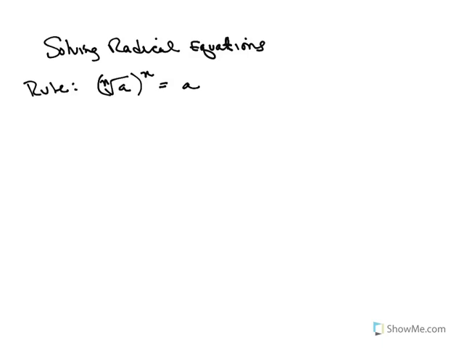Okay, so one thing we want to do is we want to use a rule when we're solving radical equations. When you're solving radical equations, it's difficult to know what to do. Basically, solving a radical equation means you're solving an equation that contains a radical.